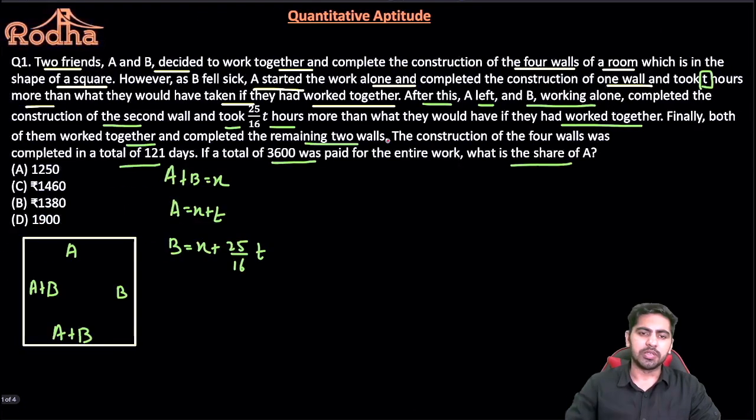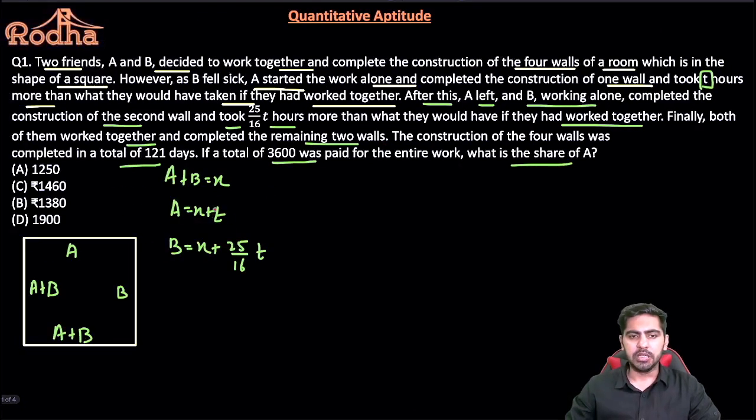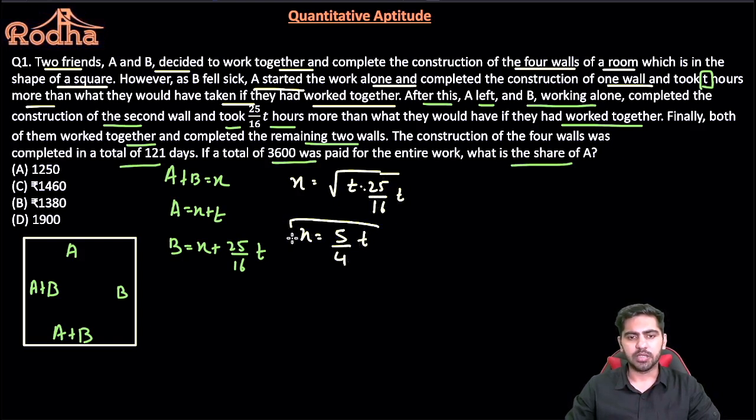Alright. So now using this formula, A alone takes T extra days and B alone takes 25 by 16 T extra days, right? So can I say that the value of x should be equal to the root of T into 25 by 16T, right? So this gives me x is equal to 5 by 4T. So that is my required value of x.